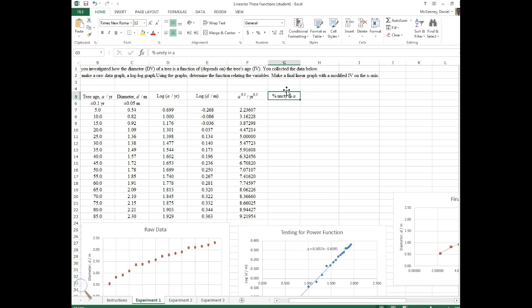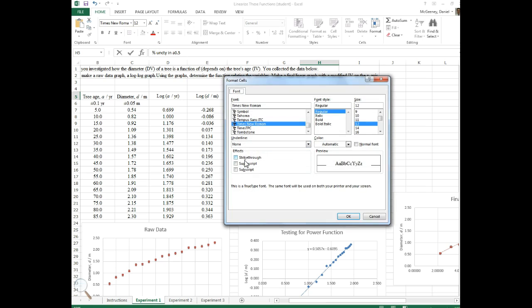Why am I going to find the percent uncertainty? Because when you take a value and you raise it to an exponent, the rule says multiply the exponent by the percentage uncertainty. In other words, once I have the percent uncertainty in a, I'm going to find the percent uncertainty in a to the 0.5. Let me highlight superscript.